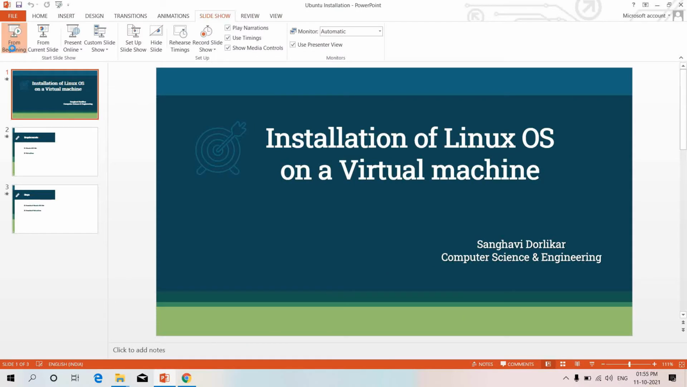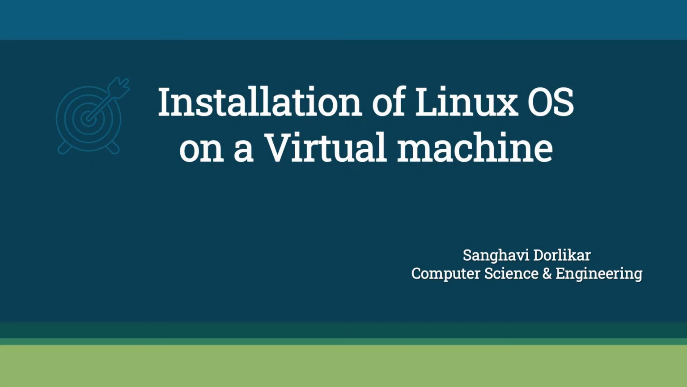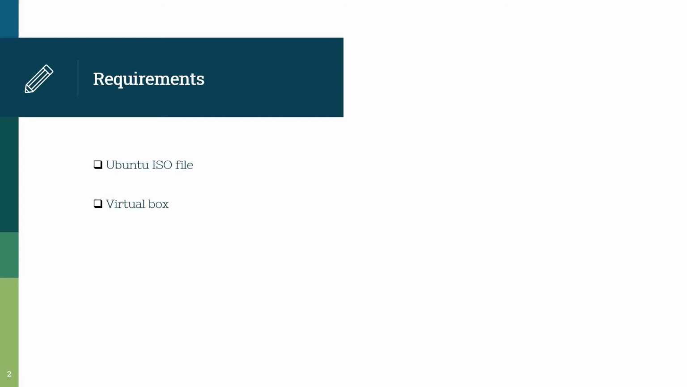Through this video, I am going to explain how to install Linux on a virtual machine or a virtual PC. So, now, installation of Linux on a virtual machine. The requirements we need here are the Ubuntu ISO file and VirtualBox. The steps are to download the Ubuntu ISO file and to download VirtualBox. Now we will move towards the download.